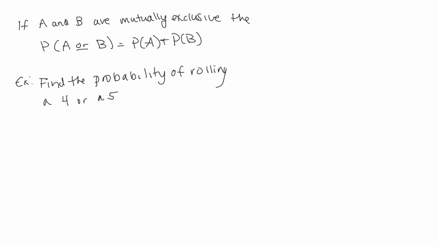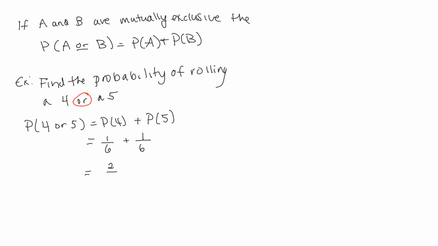Okay, so first of all, we have the word OR. So that tells us we're doing the OR probabilities, which I think is fairly obvious. When you're dealing with OR probabilities, you simply add. So we're looking for the probability of rolling a 4 or a 5. That is the probability of rolling a 4 plus the probability of rolling a 5. If you're dealing with a fair 6-sided die, the probability of landing on a 4 is 1/6. The probability of landing on a 5 is also 1/6. So we would have a probability of 2/6, or if we simplified it, 1/3. So there you have it.